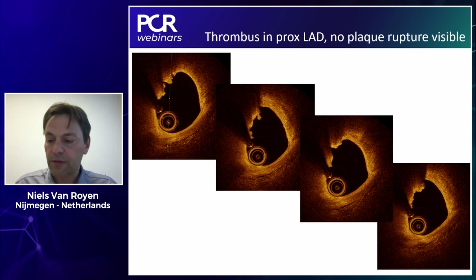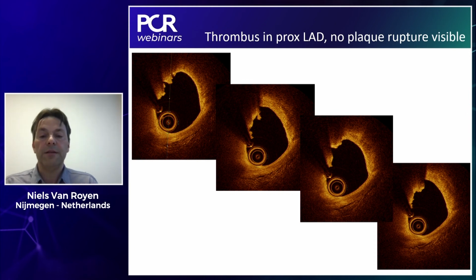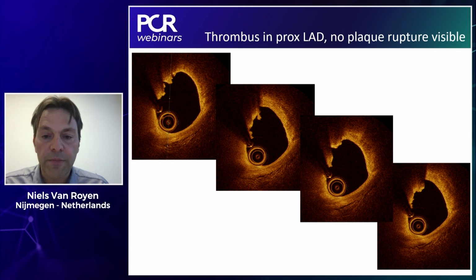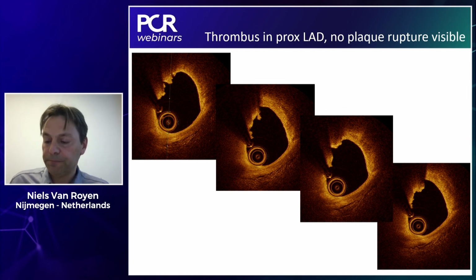Let's go to the next one. I have some still frames here. So this is what we found in the proximal LAD. So there was thrombus over some 10 millimeter trajectory, no clear ruptured plaque surrounded by it. So most probably what we're looking at here is erosion.